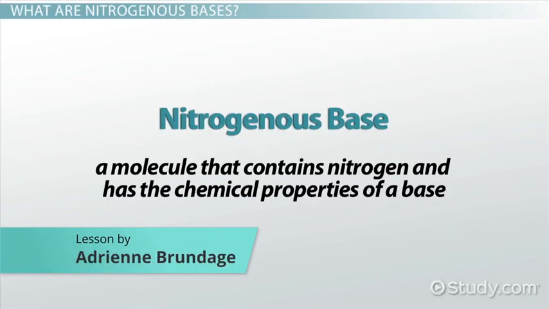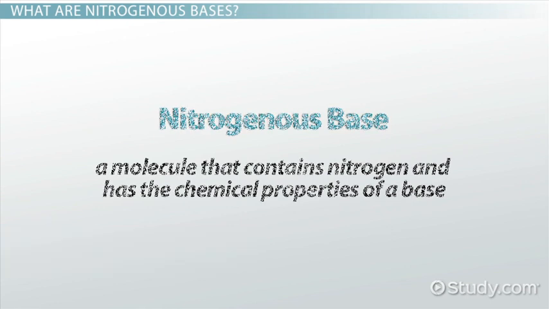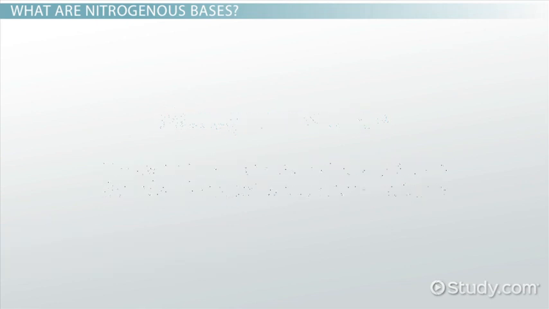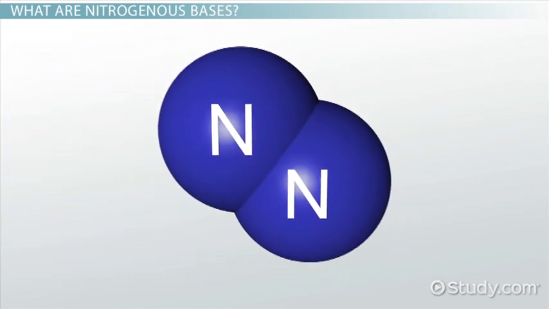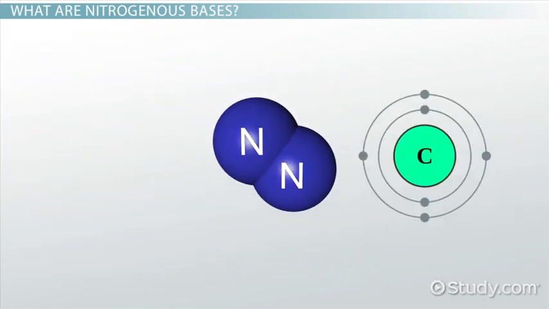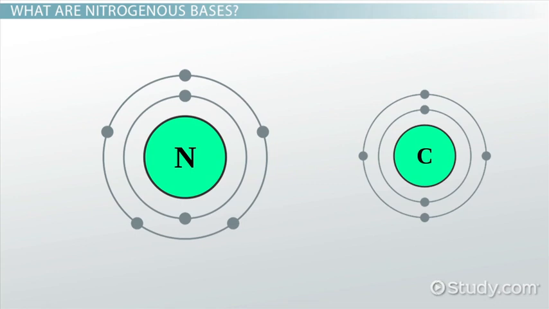A nitrogenous base is simply a molecule that contains nitrogen and has the chemical properties of a base. Let's break it down a bit to understand what the definition really means. Nitrogenous bases fall into the class of chemical compounds known as organic compounds, or those which contain carbon. What makes a nitrogenous base is that it not only contains carbon, but it also contains the element nitrogen.